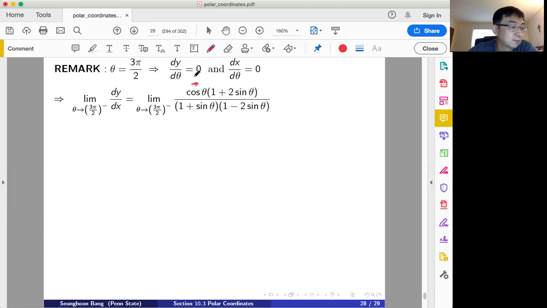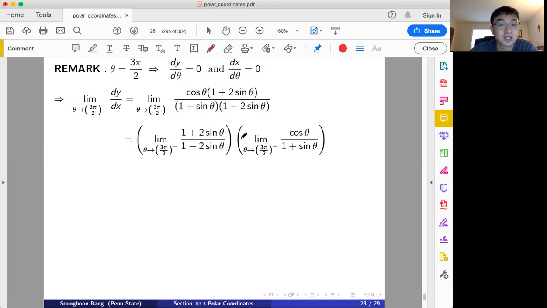Exactly 0. You plug 3 pi over 2 in here, minus 1. 1 minus 1 is 0, so this whole thing is going to 0. You plug 3 pi over 2 into the other part, which is non-zero. You have to split two things, the non-zero part and the zero part.